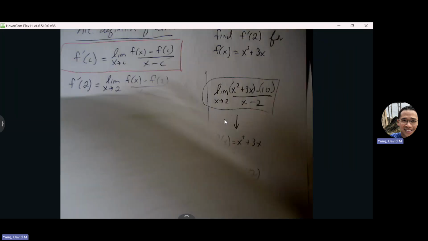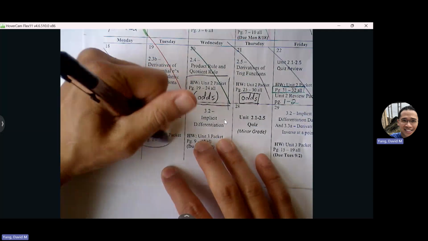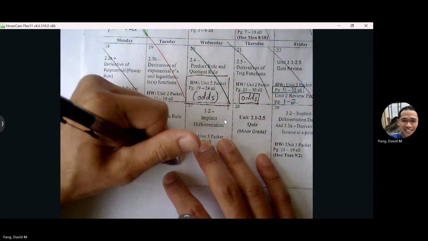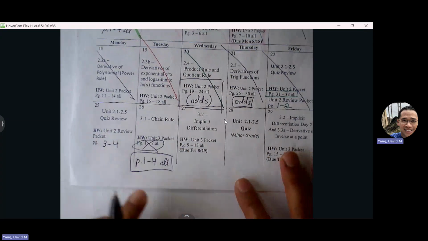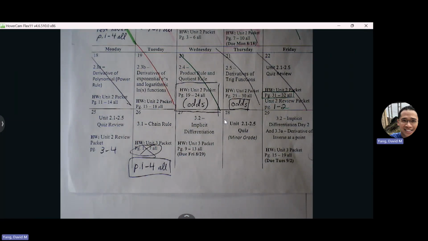Okay, so your homework, I'm going to make an adjustment here. So the calendar says page 1 through 7 all. I'm going to make it page 1 through 4 all. I'll send out a reminder this afternoon from your chain rule.